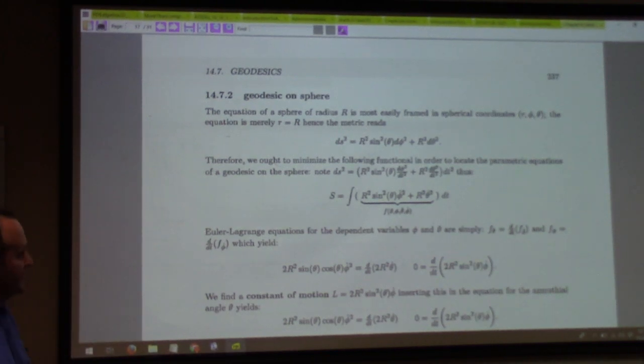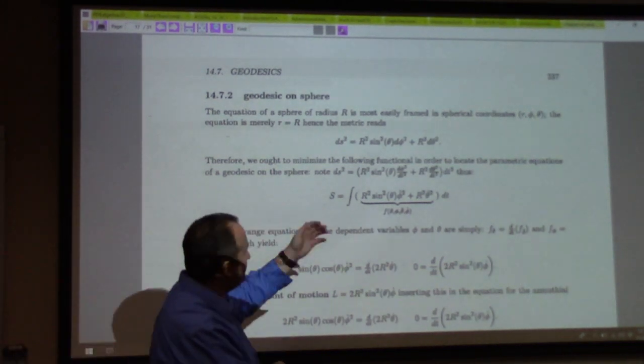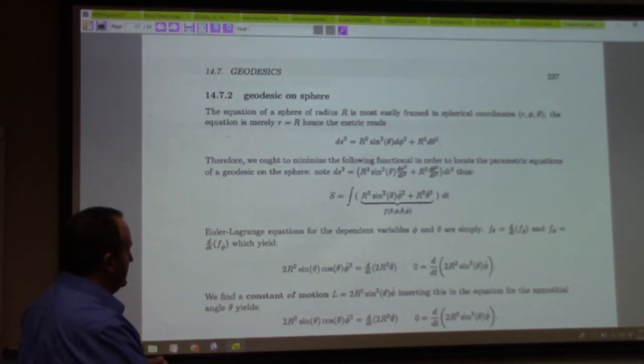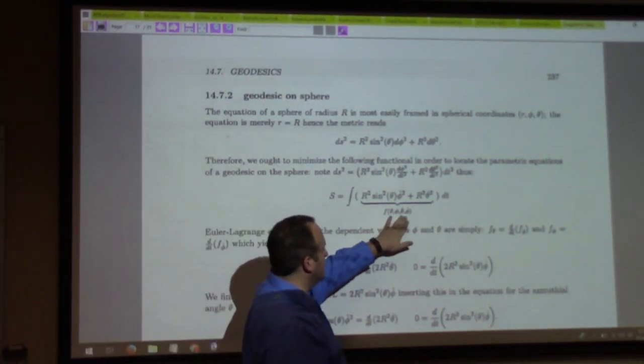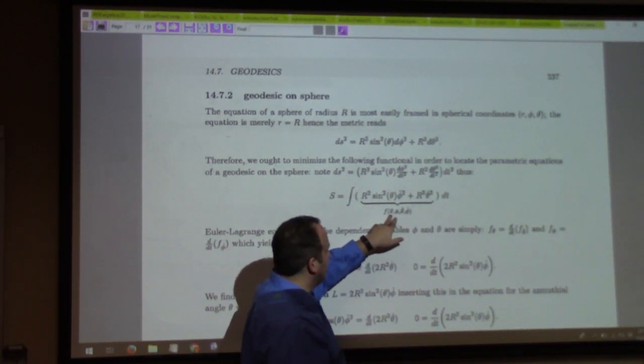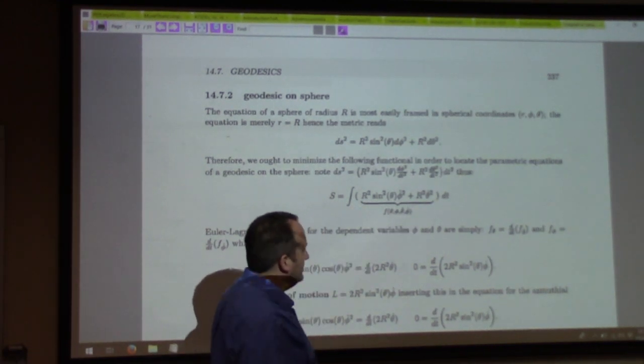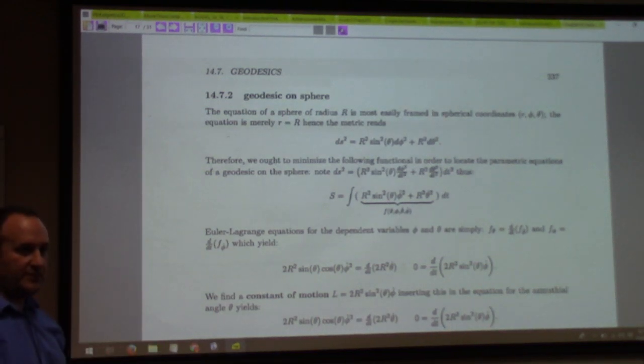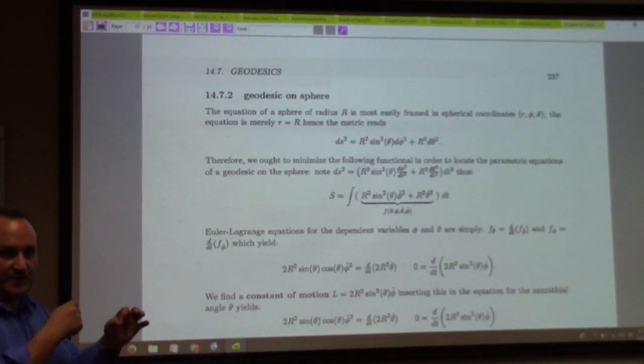So the ds squared just has the angular pieces, r squared sine squared theta d phi squared plus r squared d theta squared. And you can then look at that as the Lagrangian, if you will, of theta, phi dot, theta dot. And the Euler-Lagrange equations, if you could solve those, should give you the parametric equations for the great circles on a sphere, which of course are the geodesics.